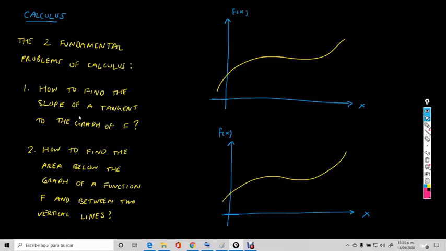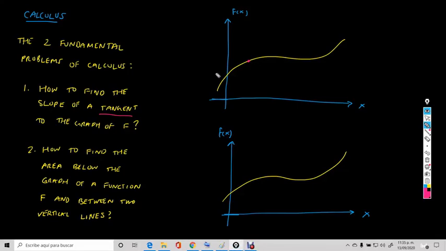So a tangent, what is this? What is a tangent to the graph of a function f? Okay, for example, suppose that I give you this point right here. I'm going to spot this precise point right there. And I tell you, please draw a tangent line to this graph of f at this precise point.